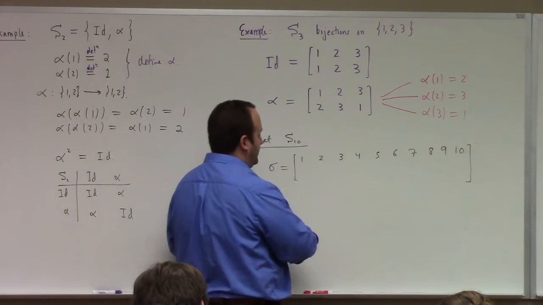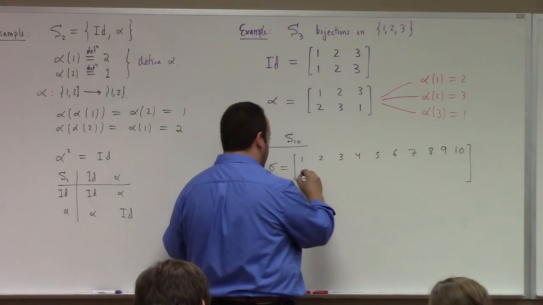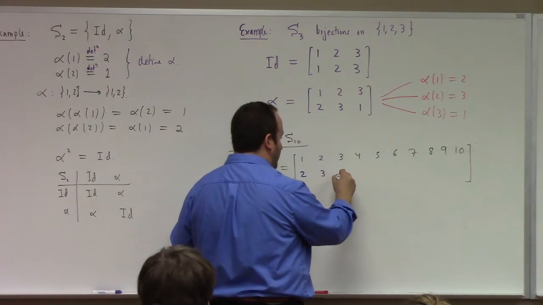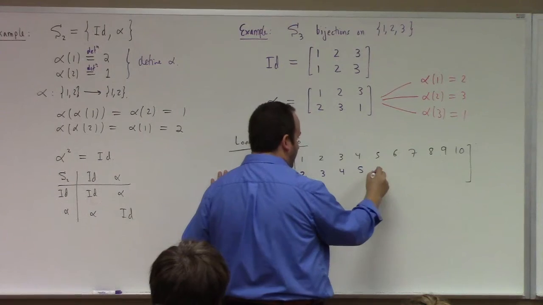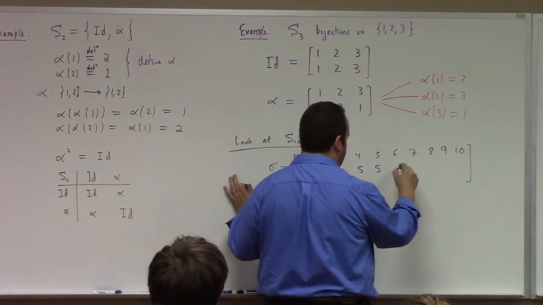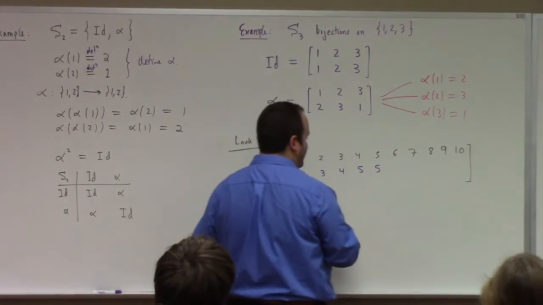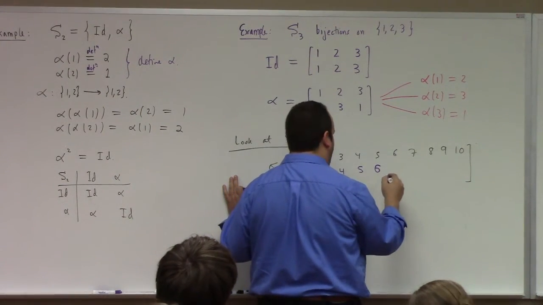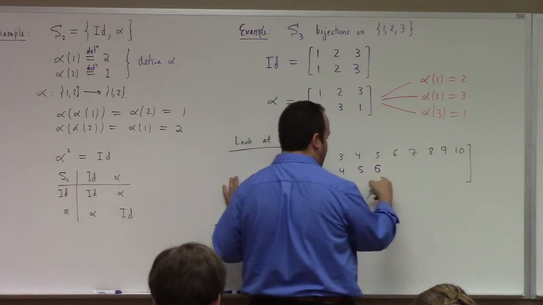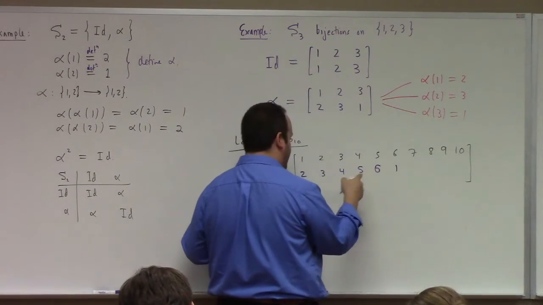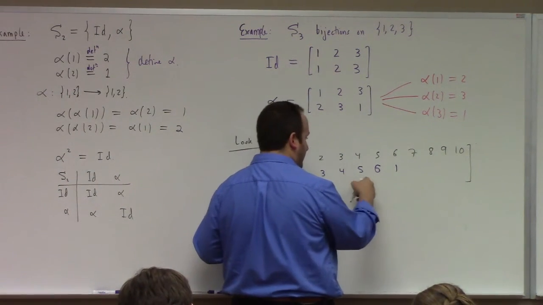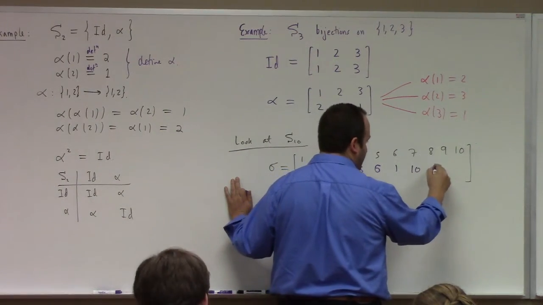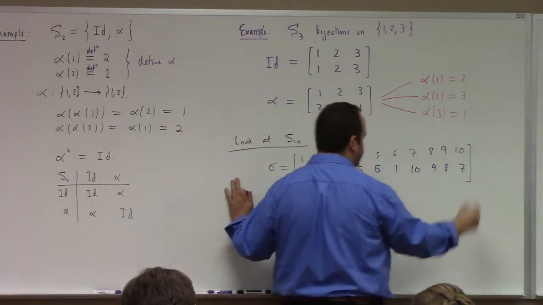Okay, so anyway, here's an example. We could go 1 goes to 2, 2 goes to 3, 3 goes to 4, 4 goes to 5, 5 goes to 5. Oops, can't do that. What could I do? 5 goes to 6, let's say. And let's see, I got 2, 3, 4, 5, 6, 1. What have I left over with here? 1, 2, 3, 4, 5, 6. I'll do 10, 9, 8, 7. There.